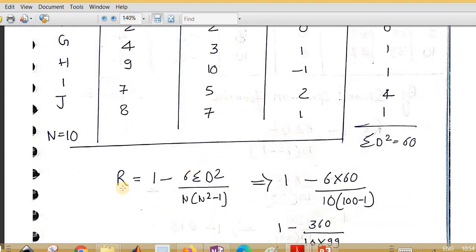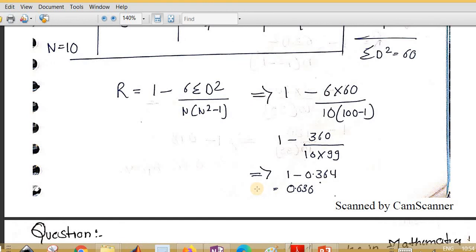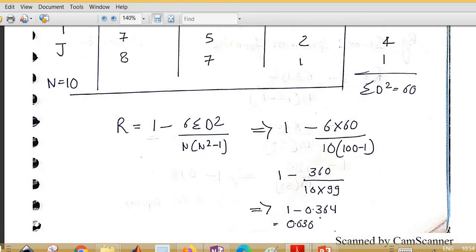Now compute the rank correlation coefficient with the help of the Spearman formula, that is 1 minus 6 summation D square upon n times n square minus 1. So your total observations are 10. So here you get the rank correlation, that is 0.636. So this is all over.